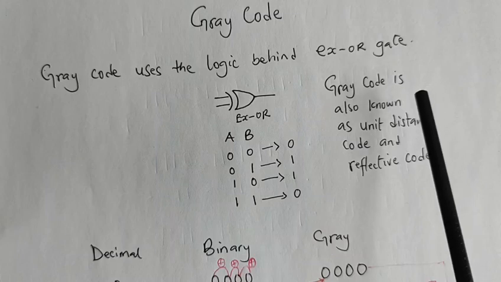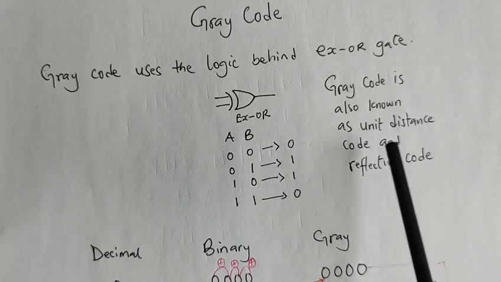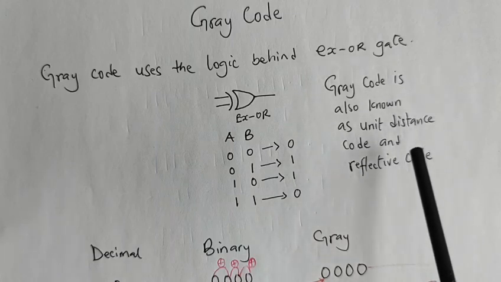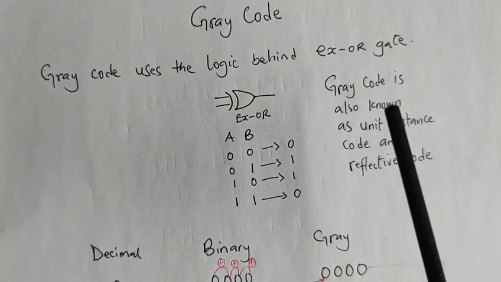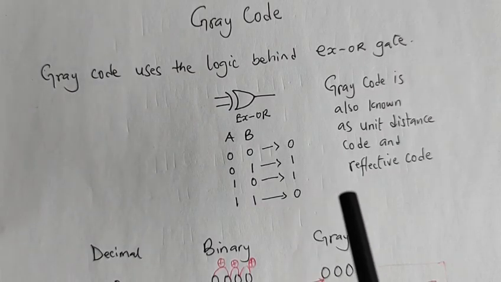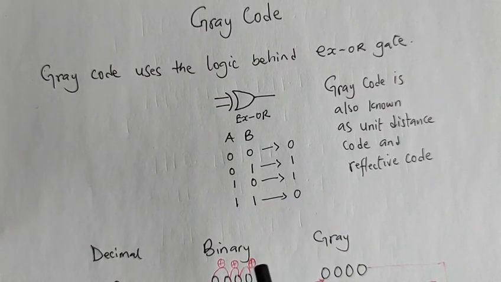Now the gray code is also known as unit distance code and the reflective code. This is what gray code is all about. So let's see how we can put this into practice when it comes to gray code.